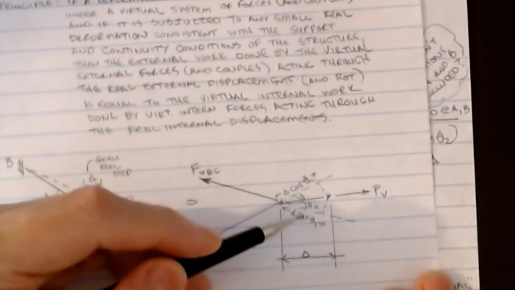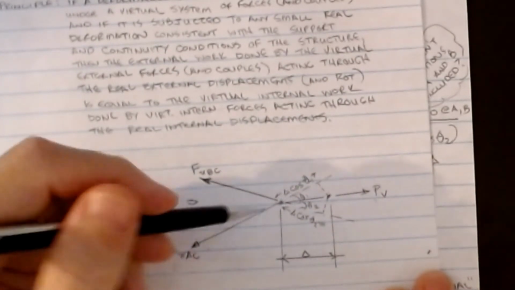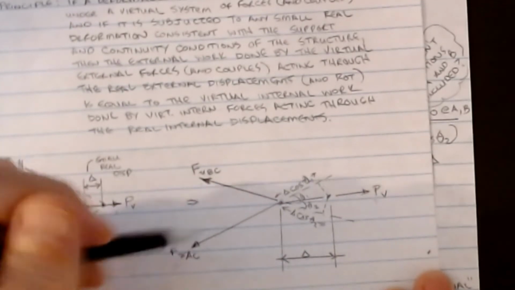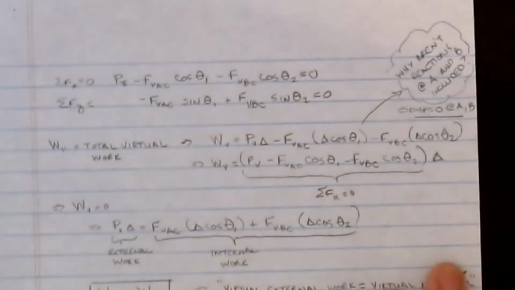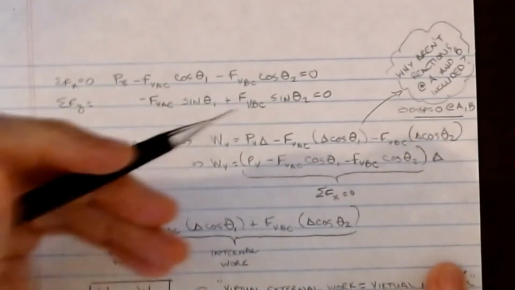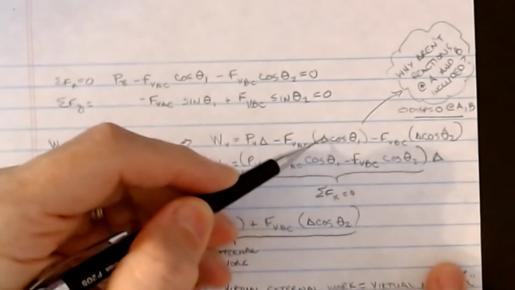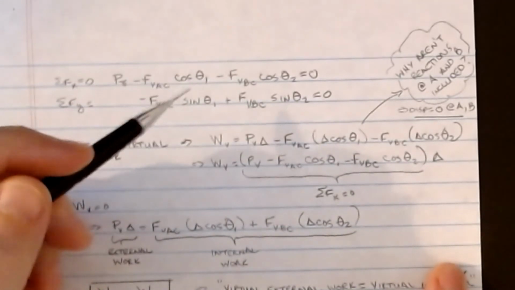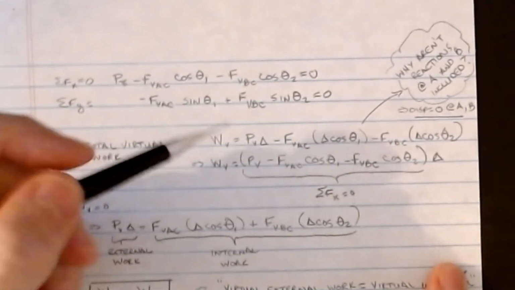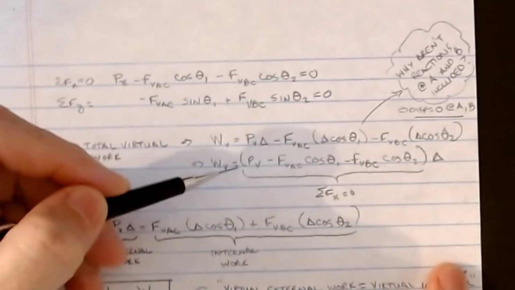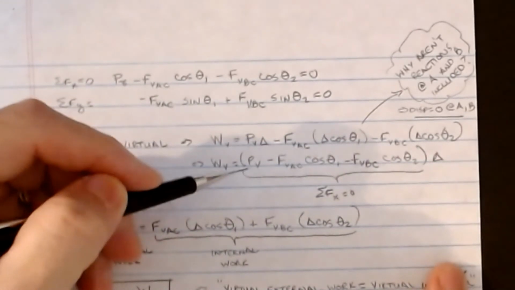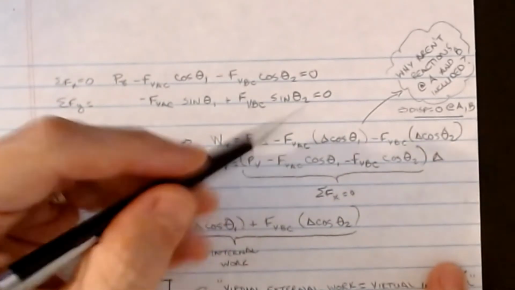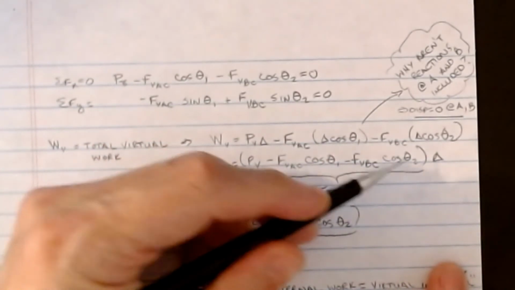That will be the work that this one goes through, and the other is the work that this one goes through. So we've got to get all of them onto the free body diagram for this member, and that's where these cosine theta delta terms are coming in. If we work our way through all of this, we can factor some things out. Delta is common to everything, so PV minus FVAC cosine theta 1 minus FVBC times cosine theta 2.